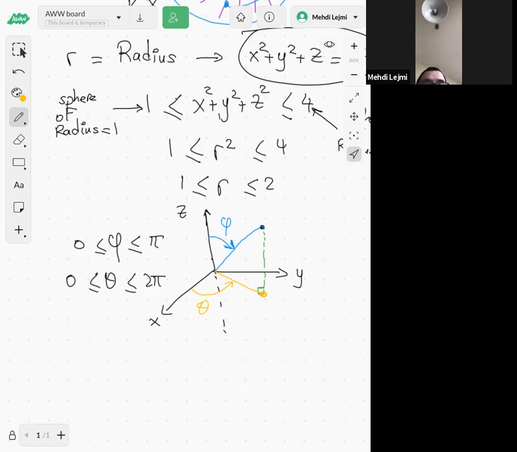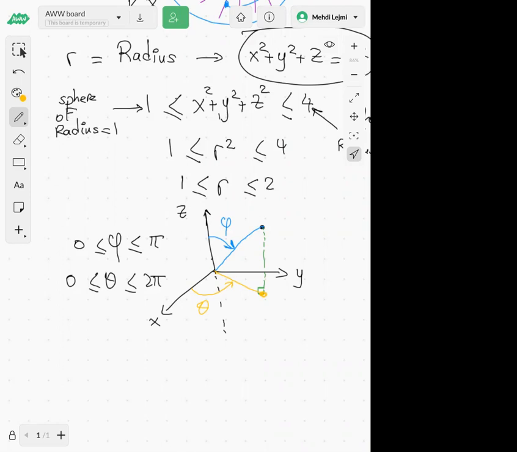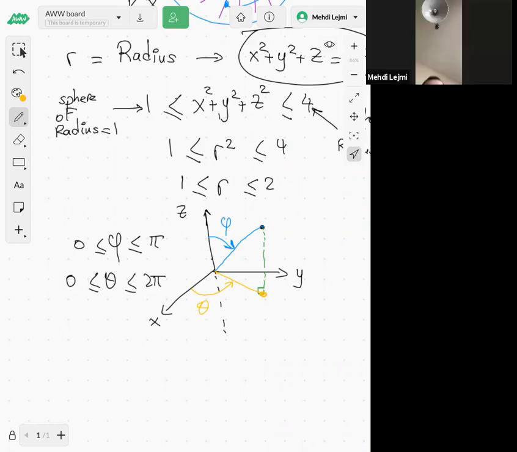Professor, how did you get 0 to pi? That's by definition of phi. So in general, for spherical coordinates, phi is supposed to be between 0 and pi. And again, phi is supposed to be the angle between the positive side of your z-axis and your point. Like, as I said, here I have this point, right? So let's say this is the line going from the origin to my point, and so phi is this angle here, between the positive side of the z-axis and your point.